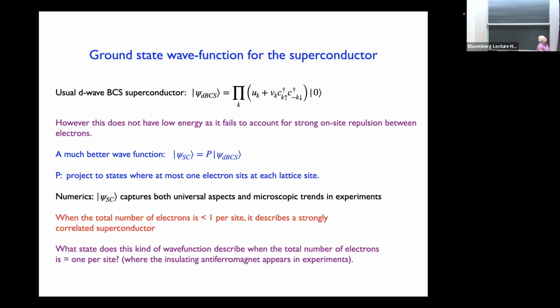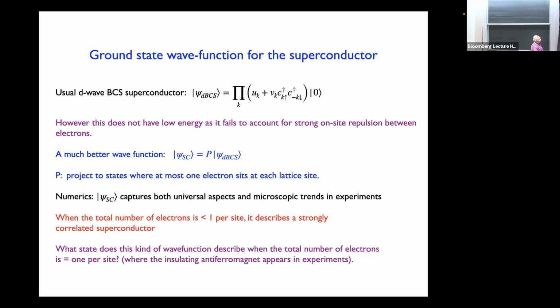It retains the structure, the universal aspects of this wave function, but it also captures non-universal microscopic trends in experiments, such as how the superconductivity weakens as you decrease the doping and go towards the insulator. Right? So it's a huge amount of work in the last 30, 35 years, working with wave functions of this type.